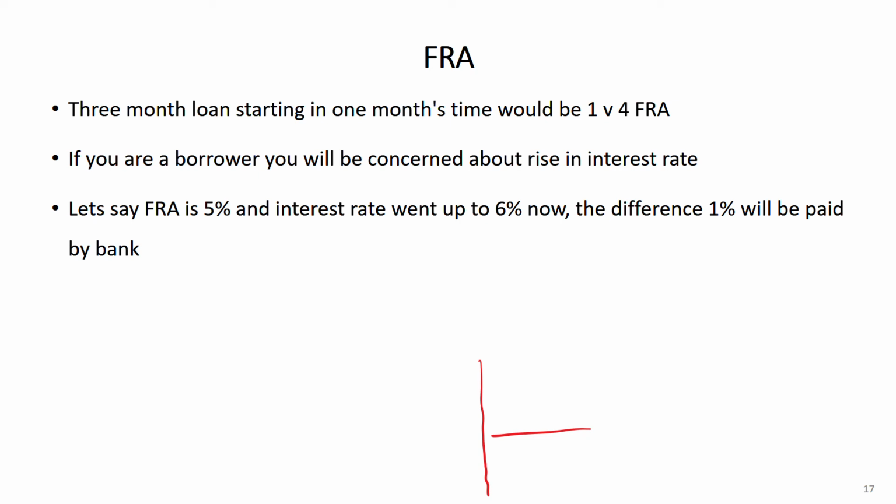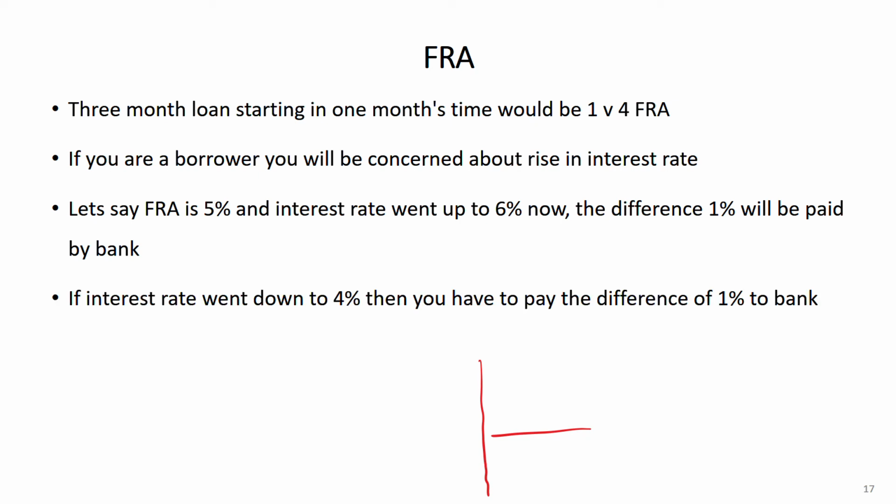In short, no matter what happens to the interest rate, whether it increases or decreases, you are paying at 5% only. It is fixed by the FRA. So if it goes above 5%, let's say 6%, 1% compensation will be paid to you because it went above 5%. So again, it will be levelled at 5% only. If the interest rate goes below 5%, let's say it goes to 4%, again you are paying at 5% only. How? Because now that 1% difference you have to pay to the bank.